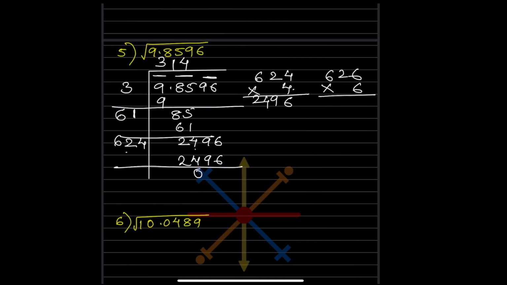So this is 0. So what are you going to do here? See, now the decimal is, when we go from here to here, after 4 numbers is a decimal. So here should be half of it, that is after 2 numbers. So it should be 3.14. So root of 9.8596 is 3.14. So you can write here 3.14.